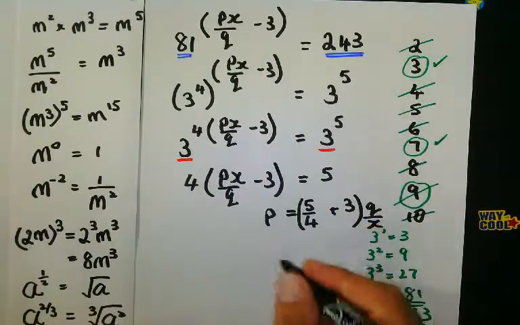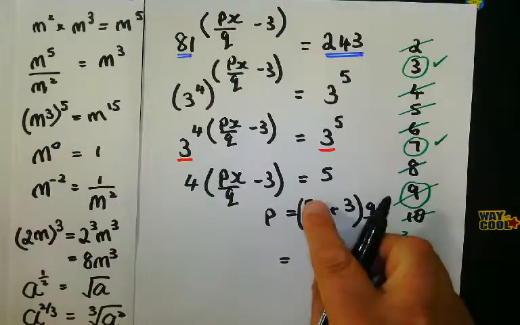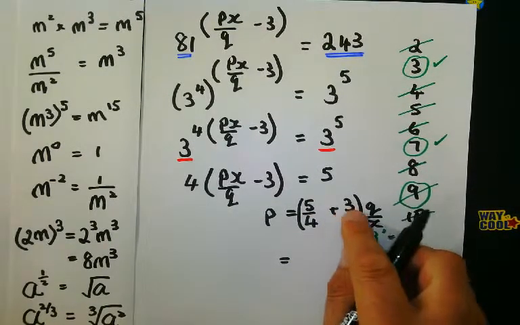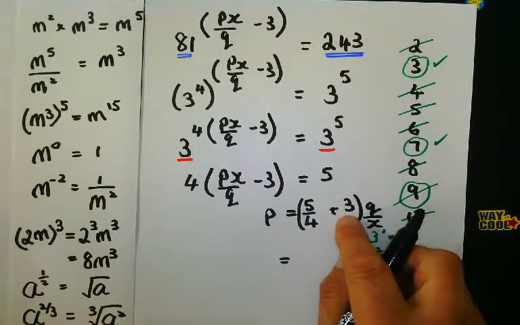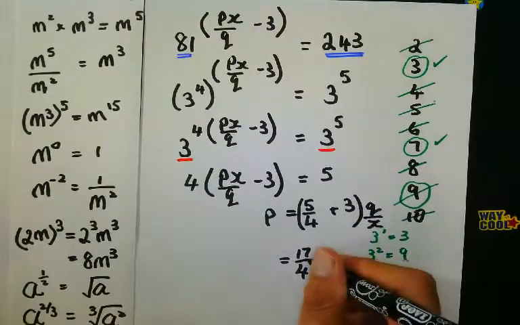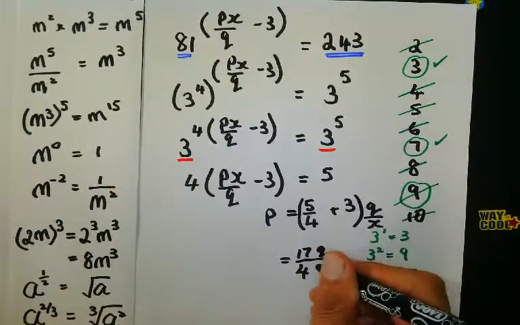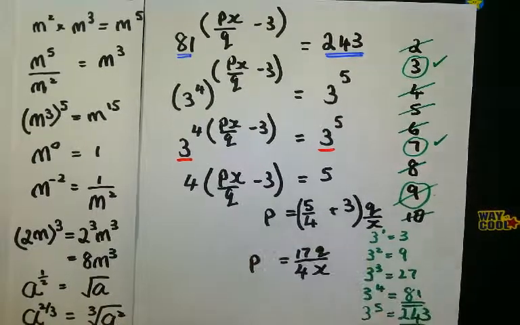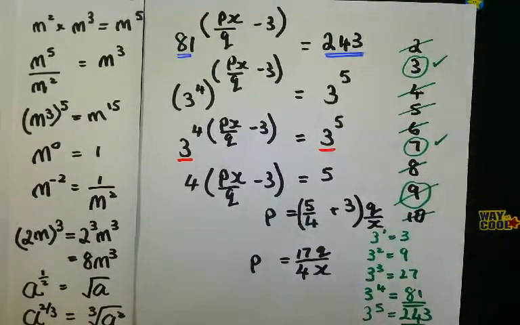I mean, we could tidy this up a little bit. So that's 5 over 4 plus 3. So what's that? 12 over 4 for that guy. So that's 17 over 4. And we've got a q on the top and an x on the bottom, p. Okay, cool. That's that one done.